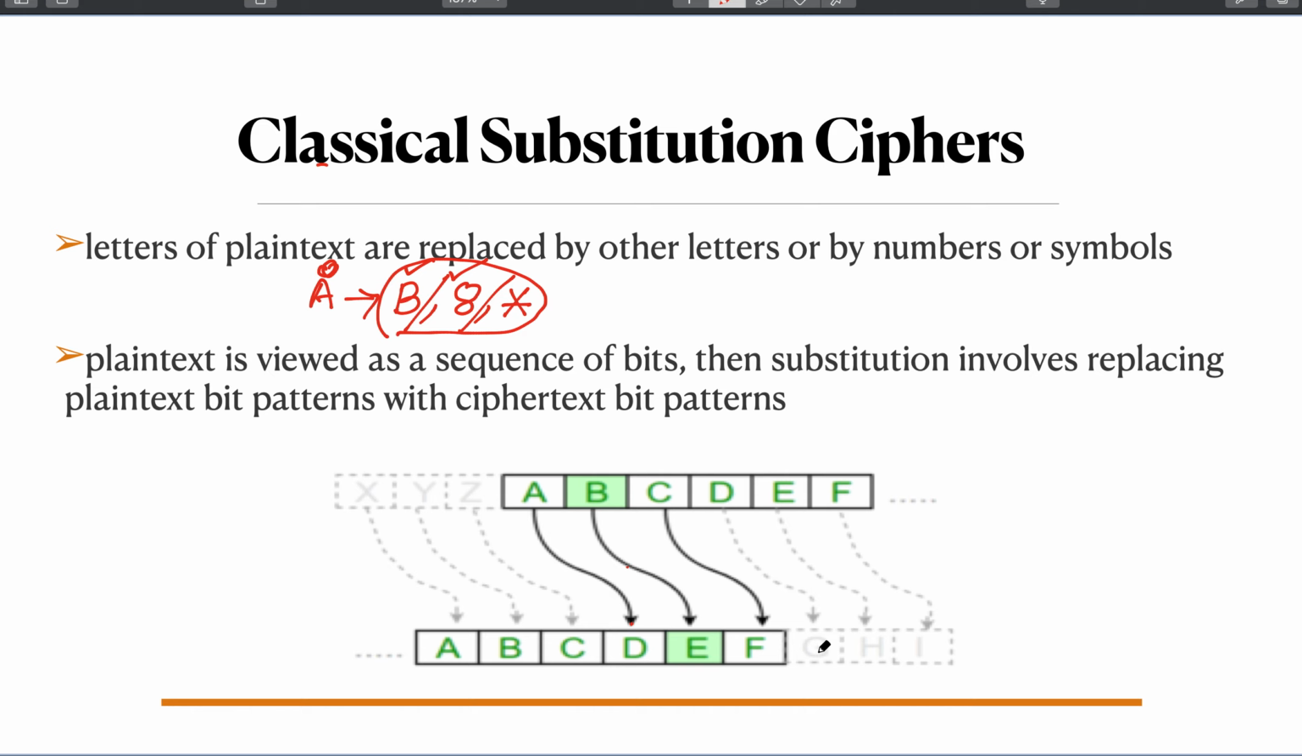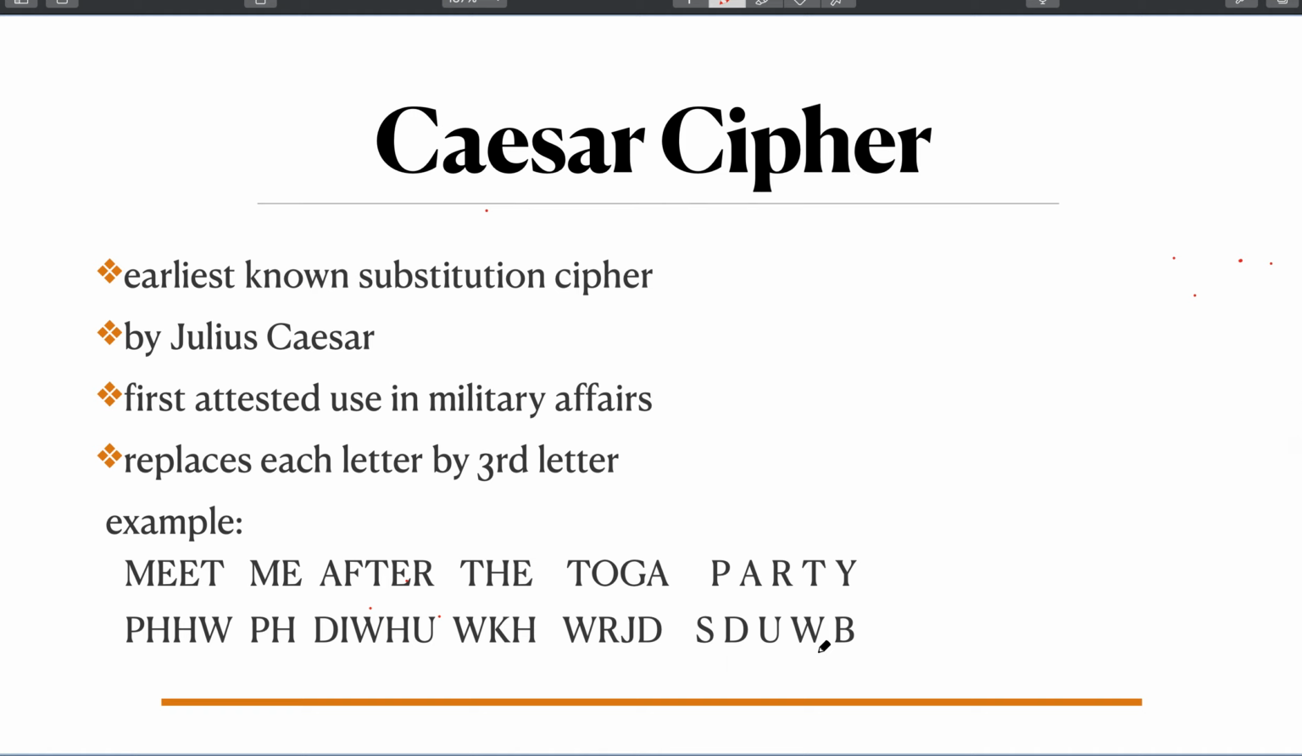Inside the substitution ciphers, the best known and most popular earliest substitution cipher is the Caesar cipher, which is named after the famous ruler Julius Caesar, because he was the person who introduced this cipher. Basically, he used this cipher to send secret messages for his military affairs, or to his military people. The basic concept behind the Caesar cipher is that every plain text letter is replaced by the third letter in the alphabetical sequence.